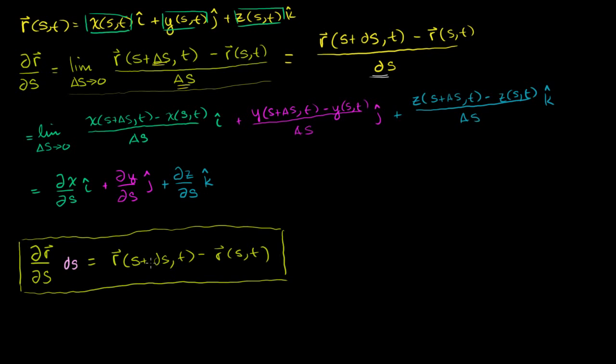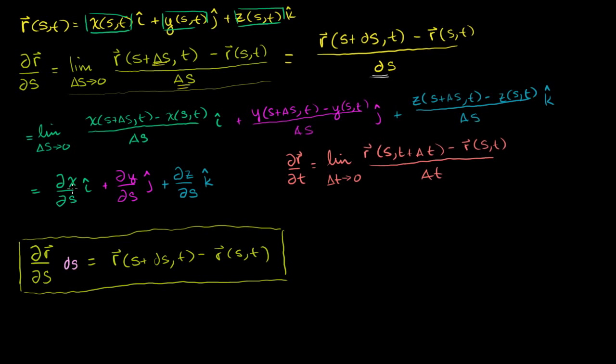By the same exact logic, we can do everything we did here with s. We can do it with t as well. So I can define the partial of r with respect to t. The definition is just right here: the limit as delta t approaches 0 of r of s, t plus delta t minus r of s and t. In this situation, we're holding s constant, you can imagine. We're finding its change in t, all of that over delta t, and the same thing falls out.